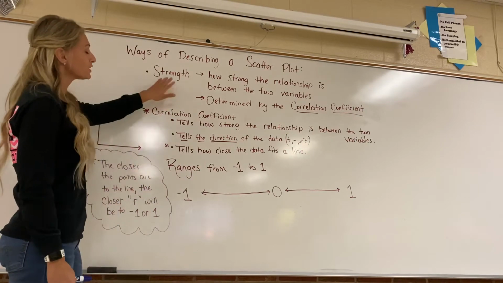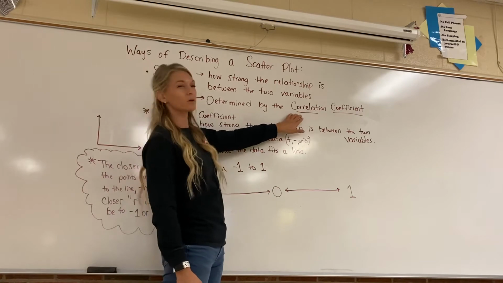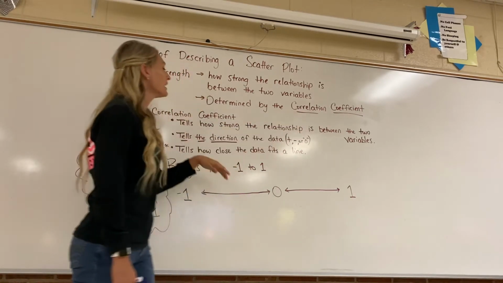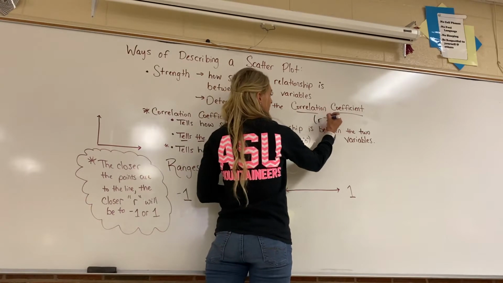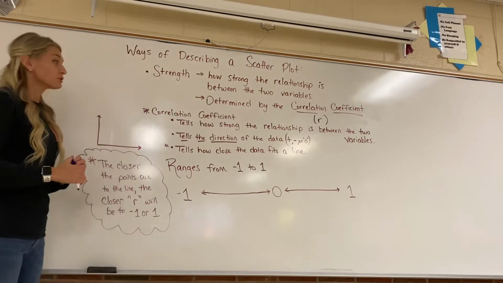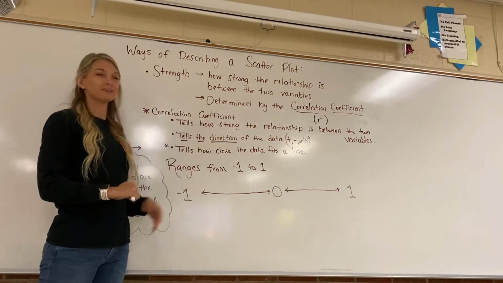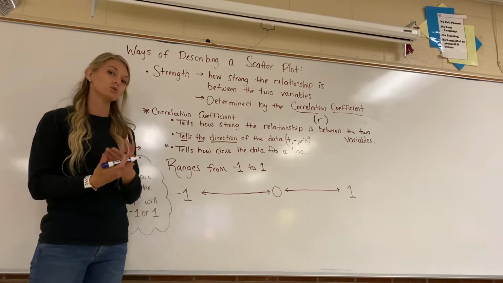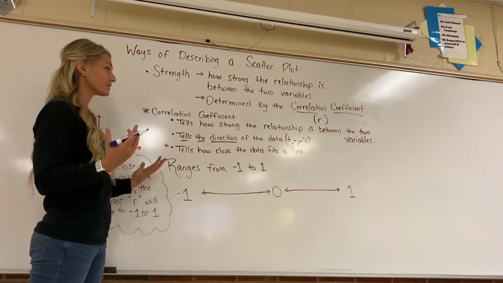And so to figure out the strength, you have to look at the correlation coefficient. So it's determined by the correlation coefficient, and the letter that they use for correlation coefficient is R. So what is it? Well, it's going to tell you how strong the relationship is between those two things that you're looking at, how strongly they're related.